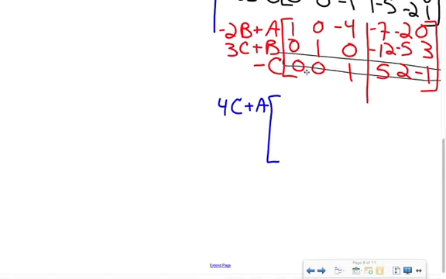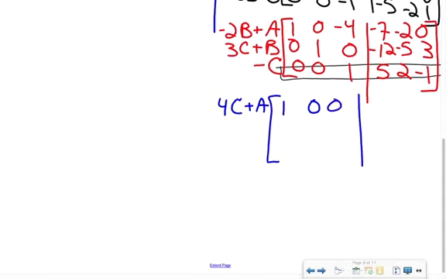So again, that's the row I'm multiplying, excuse me. So 4 times 0 is 0. 0 plus 1 is 1. 4 times 0 is 0. 0 plus 0 is 0. 4 times 1 is 4. 4 plus negative 4 is 0.